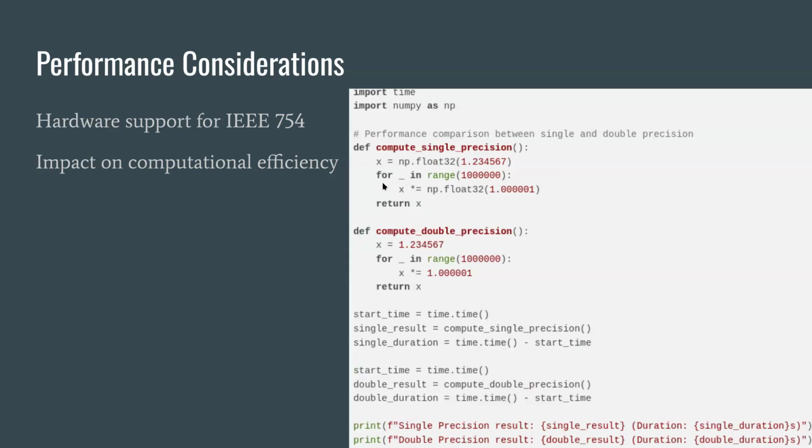We can see that it runs a loop of multiplication on single precision and double precision numbers and measures the time taken for each. I encourage you to try this out to see which one performs better on your machine.